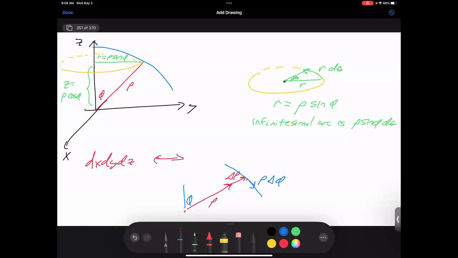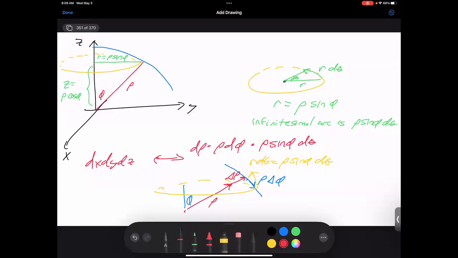And my third direction is now moving in that circle. I have my circle coming around here. So my third direction coming in like this is going to be my R d theta, which is going to be rho sine of phi d theta. So when I put it all together, I get dx, dy, dz is going to become d rho times rho d phi times rho sine of phi d theta. And when I write it like that, you can see it's 3 lengths.